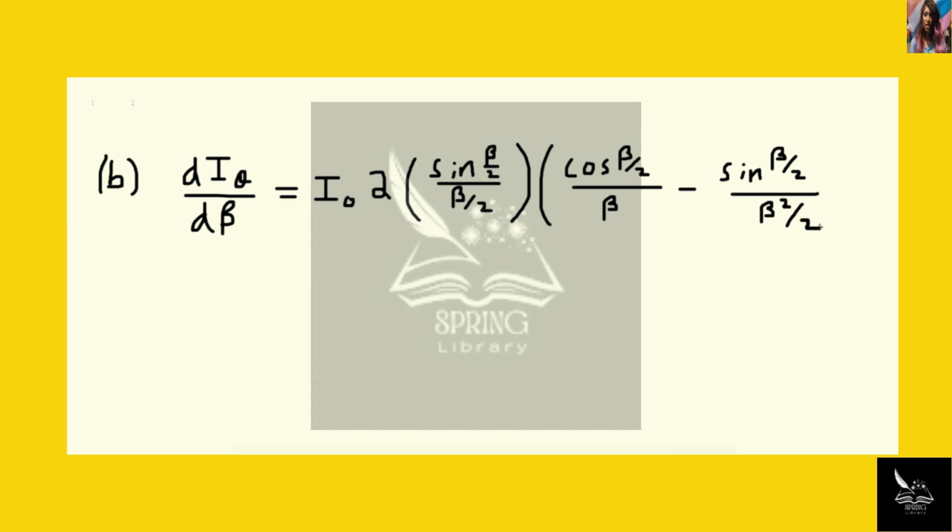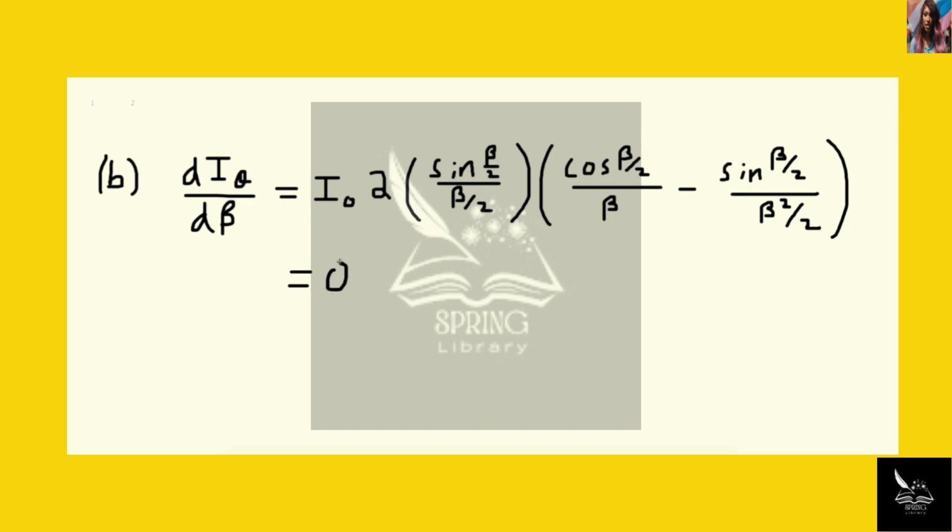First you have to take the derivative of sine beta over 2, which gives you 1/2 times cosine of beta over 2. So that will cancel with the beta over 2 that was in the denominator, which is why it leaves you with cosine beta over 2 divided by beta. And then minus sine beta over 2, then you have to differentiate the beta over 2 in the denominator, which gives you that beta squared divided by 2, as well as that negative sign.